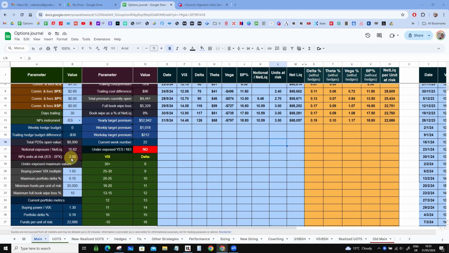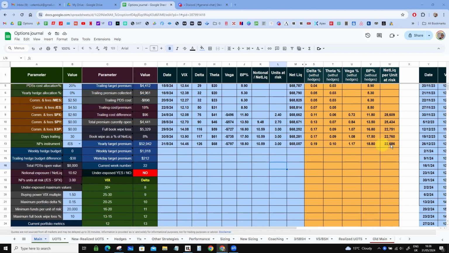Naked put units at risk. This is a measure similar to the notional exposure, although a little bit different. We keep track here, and then that gets transferred over, and we can see how much money we have, how much in funds in Netlink we have per each unit at risk. And then we can keep an eye on that and set some parameters for minimums, maximums, and whatnot.